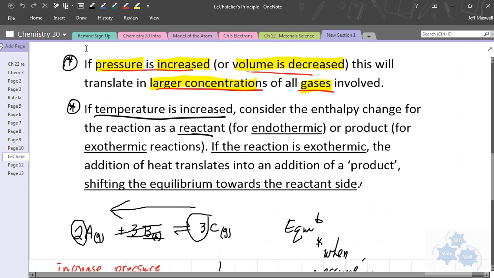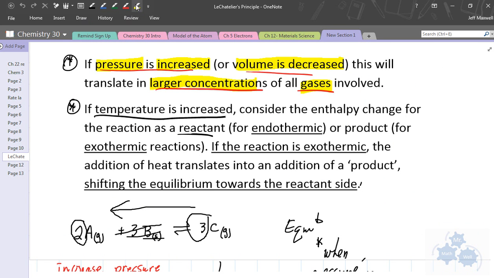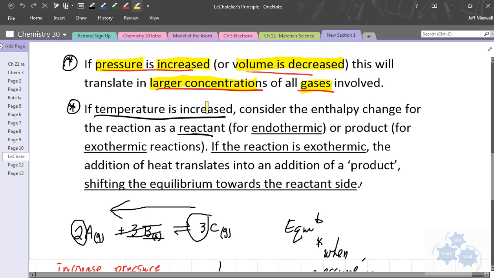Alright, so let's talk about temperature then. Okay, temperature. If temperature is increased, now generally, the reaction rate increases, right? Because there's collision theory, there's more colliding, more successful collisions. We know that. But we also have to consider something a little bit deeper. We have to consider a deeper level of what's happening here in the system. Okay? Consider the enthalpy change.